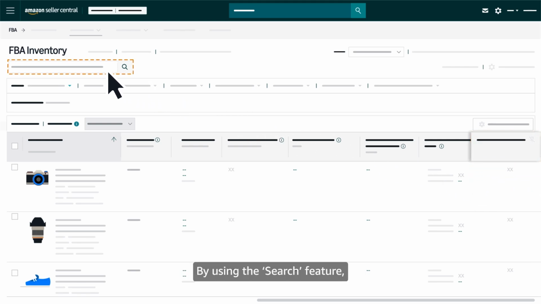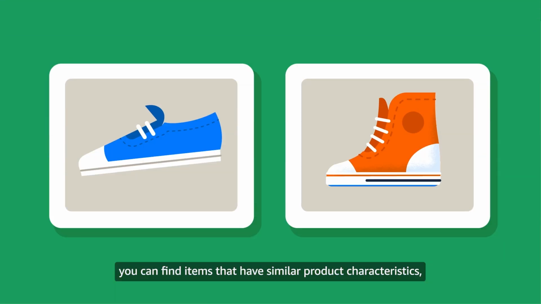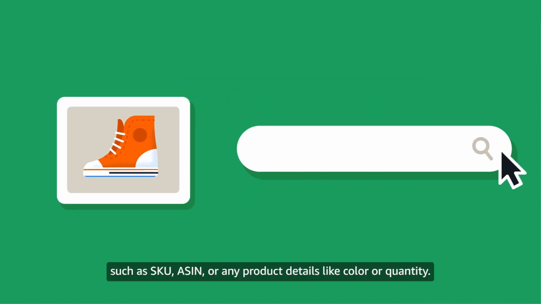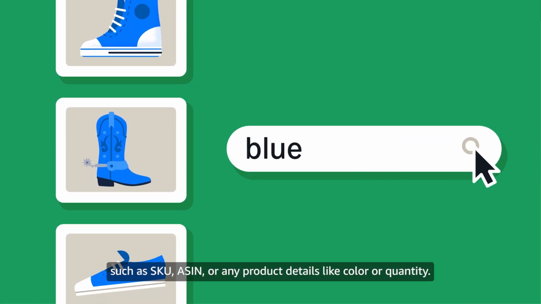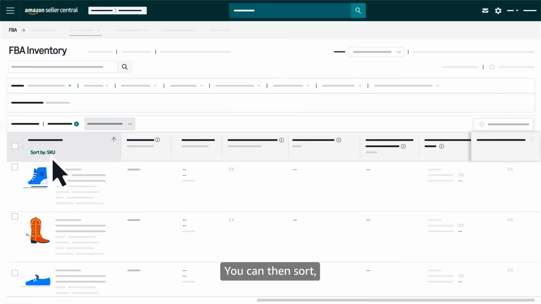By using the search feature, you can find items that have similar product characteristics, such as SKU, ASIN, or any product details like color or quantity. You can then sort, filter, and action these items.